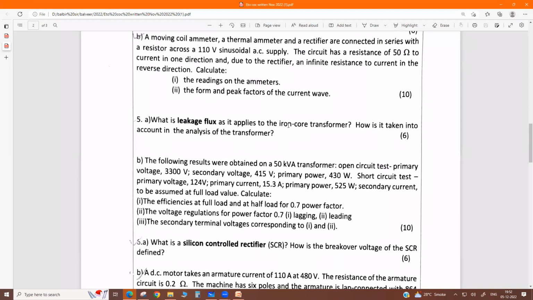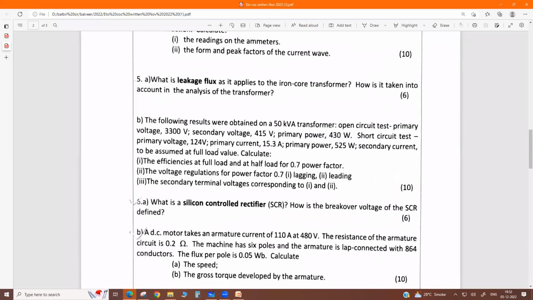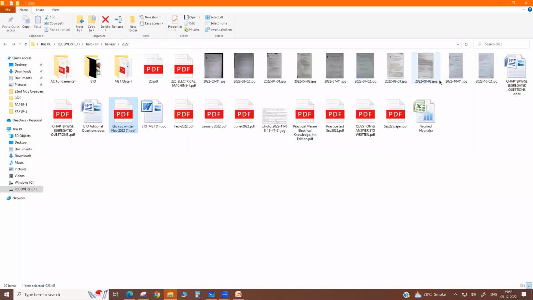What is the leakage flux? How is it possible in iron cores? How can we take it into account in the analysis of a transformer? We are discussing this, and voltage regulation. Tomorrow we will discuss this, but I am looking at some other question. Just a minute. October month.